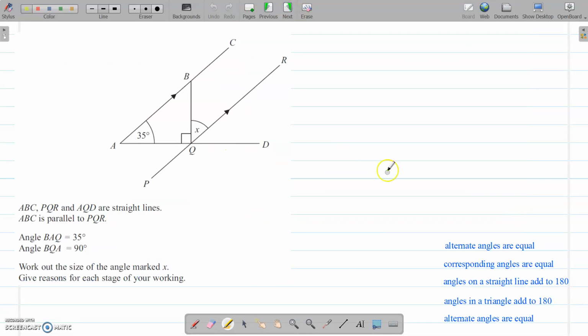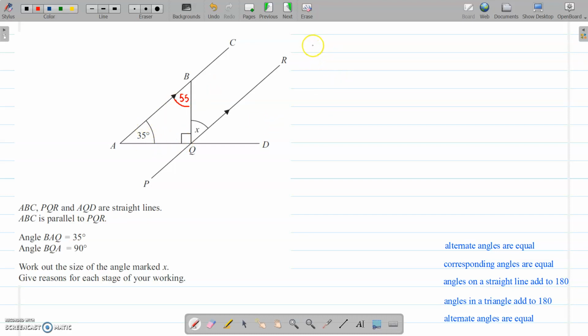Several ways we could do this one. I've given a list of possible reasons we could use here. Let's just choose one of them now. Well, I notice we have a triangle, a right angle triangle here, and I know that this angle is going to be 55 in here, okay? And the reason I know that is because it is in a right angle triangle with 35.